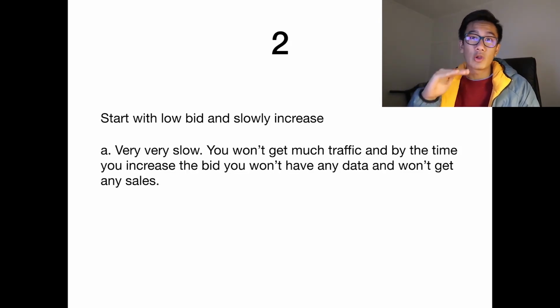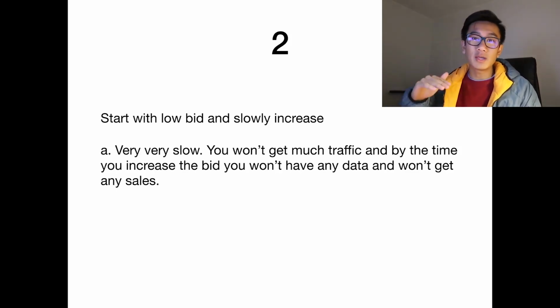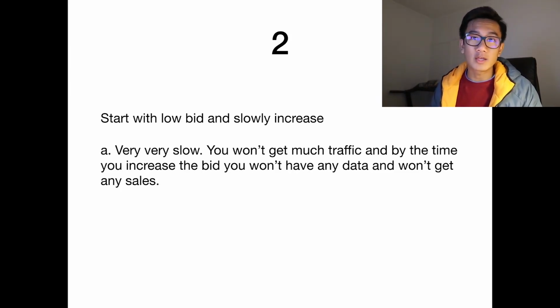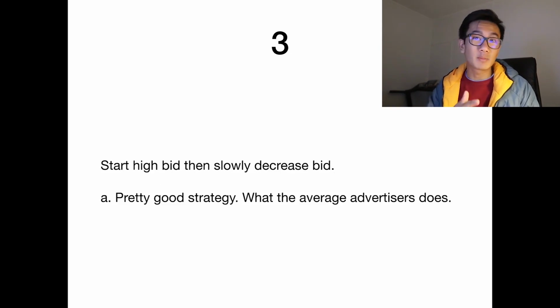Number 2, start with a low bid and slowly increase it. Now this is super slow. You won't be getting traffic at all. By the time you increase it to a point where you will get traffic, you don't have any data. You ran it for 10 days, they gave you no data, and you won't get any sales anyway when you hit there. So this isn't really a good strategy. Number 3, you start high and you slowly decrease. This is actually a pretty good strategy, and this is what the average Facebook expert uses. If you're doing this, you're still a Facebook expert, but it's pretty average.